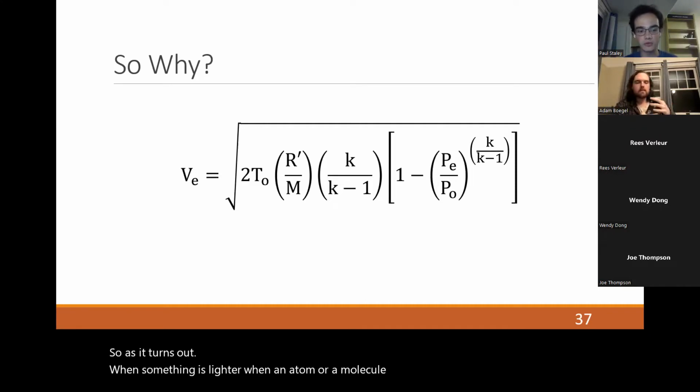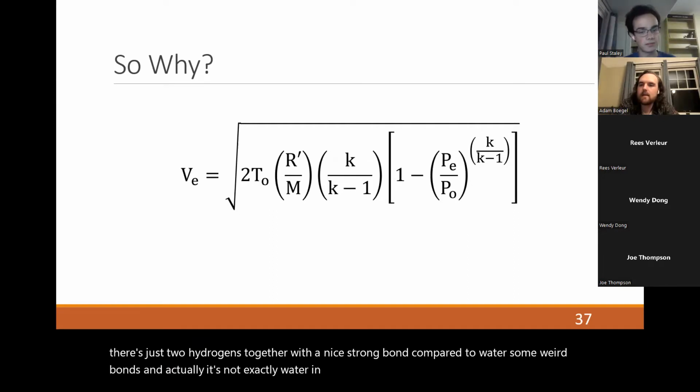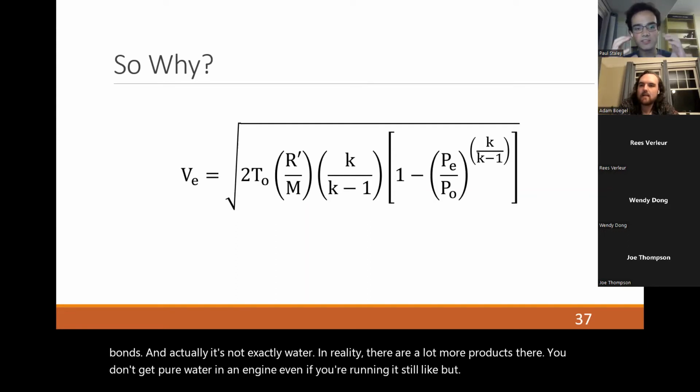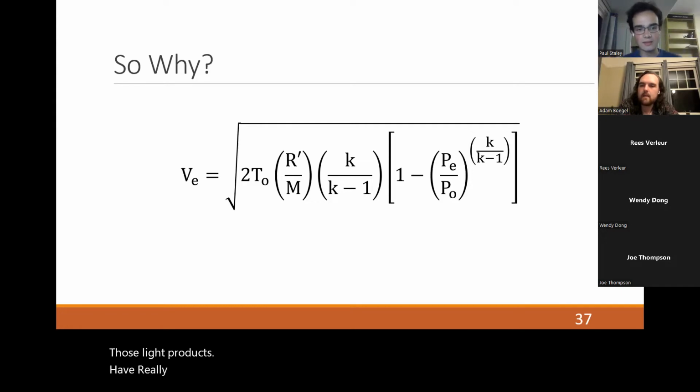So as it turns out, when an atom or a molecule is smaller, like if you recall those H2s, that's just two hydrogens together with a nice strong bond, compared to water, some weird bonds. And actually, it's not exactly water. In reality, there are a lot more products there. You don't get pure water in an engine, even if you're running it stoich. But those light products have really, really low Ks because they have really, really low degrees of freedom.